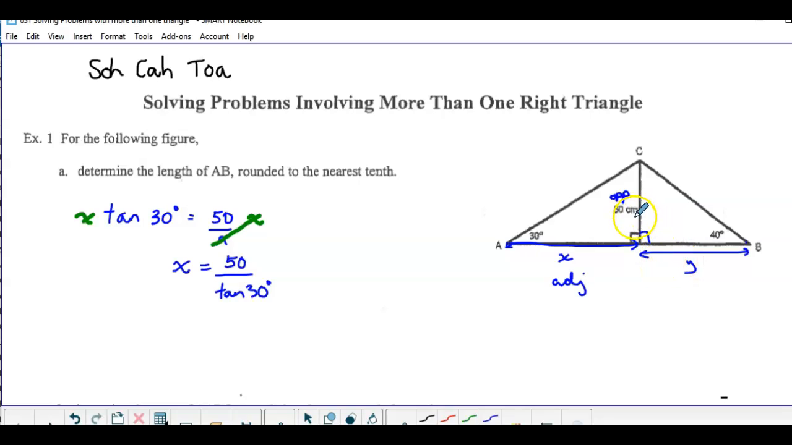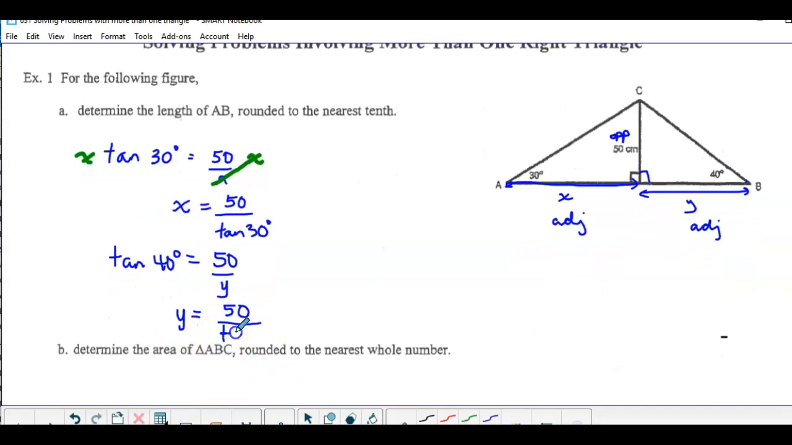calculate Y. So take a look here. We have 40 degrees and we have a side. So again, we can use trig, and it just so happens this side, this height, is opposite 40 as well. And this would be your adjacent. So it's actually a very similar calculation. Now tan of 40 degrees is 50 over Y. So to get Y by itself, multiply by Y on both sides, divide by tan 40. So this will be 50 over tan 40.